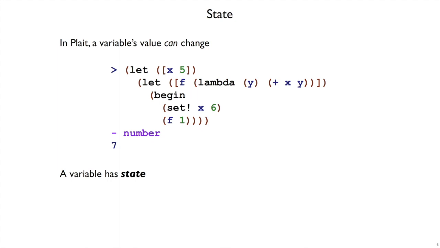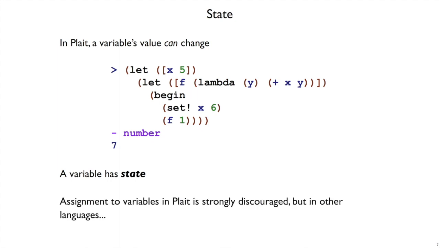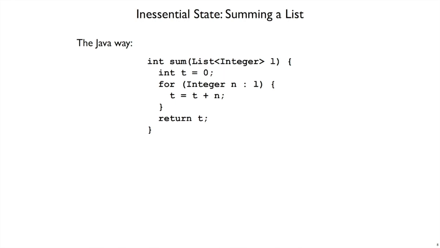But our goal is to take a look at state. You don't use setBang in Plait. You're not supposed to use setBang in Plait, but in other languages you do use the equivalent feature all the time. For example, suppose you're writing a Java program to sum a list of integers. So here's a sum method with a list of integers coming in as an argument, and the part that uses state is that the variable t is initialized to 0, but the value of t keeps changing to accumulate the sum of the numbers in the list, and eventually we return the value that ends up in t after we iterate through the list. In Plait, you wouldn't do that.